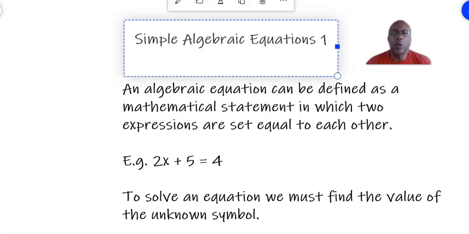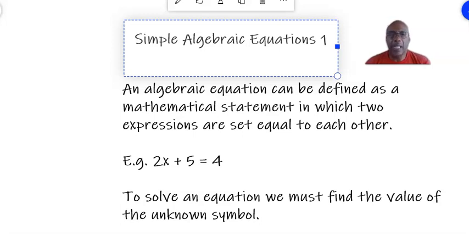Today, we are going to begin looking at simple algebraic equations. So first, we have to understand what an equation is. An equation is an equality. It equates two different expressions, meaning one expression equals another expression.